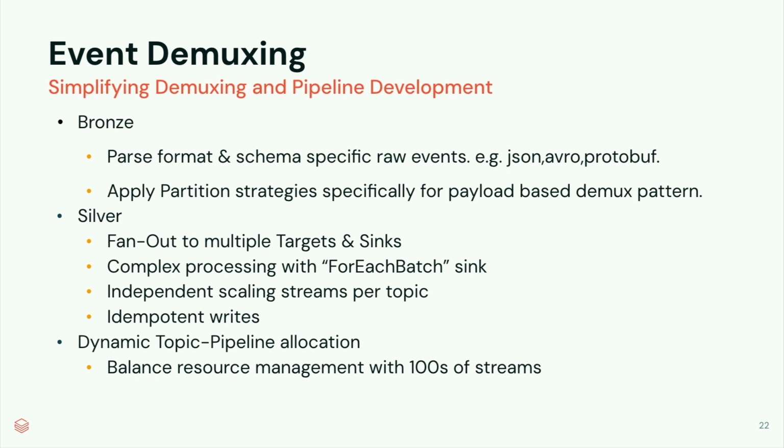However, we are seeing many of our customers demuxing hundreds of streams, and doing this manually is impractical. Since we cannot run all 100 streams on the same pipeline, we have to create multiple pipelines, right? So the DLT pipeline API supports creating pipelines dynamically and allocating newly onboarded topics to a new pipeline using some configurations. We'll see those details in the demo, how we can do this auto allocation.